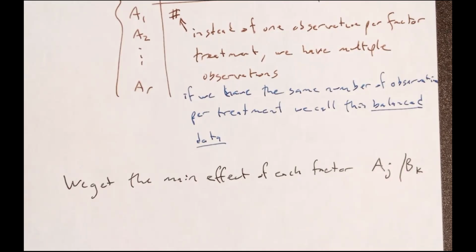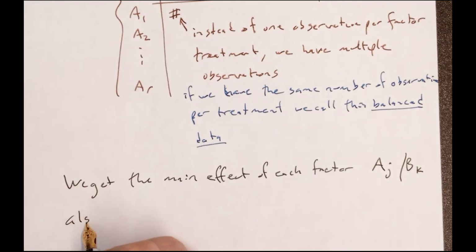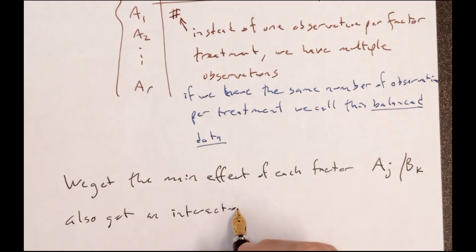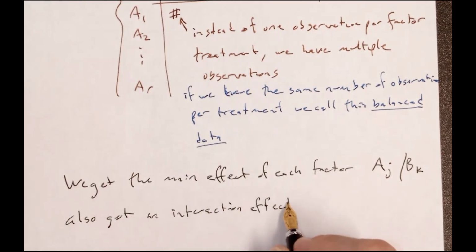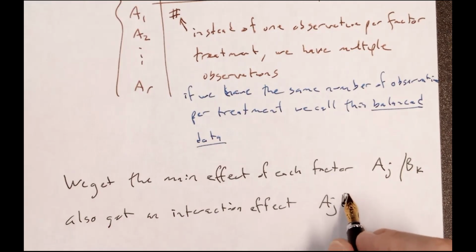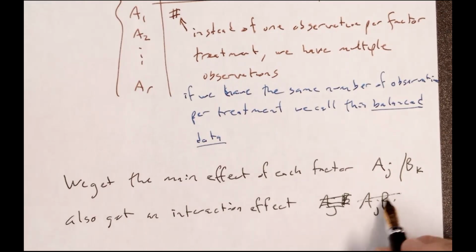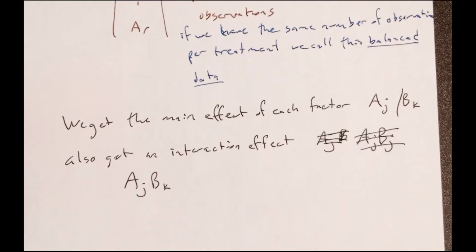So for each A and each B, we'll get a main effect. And then we'll be able to say, does AJ, I promise I'll write this correctly at some point, AJBK have some effect that is specific to it interacting in that little collection in that cell, that pile of data.